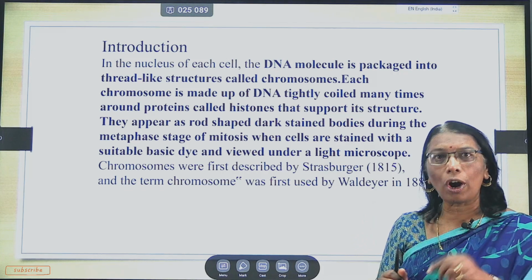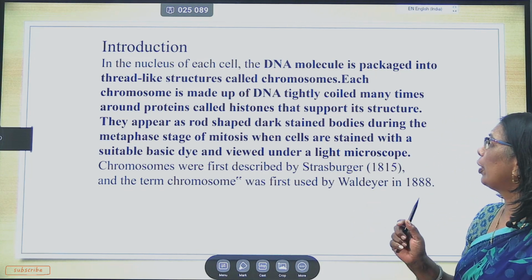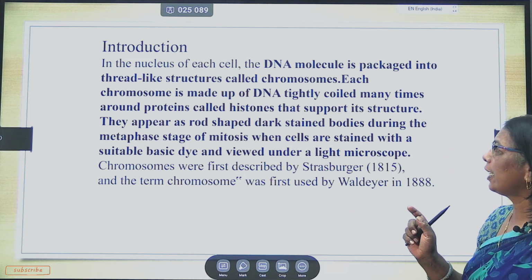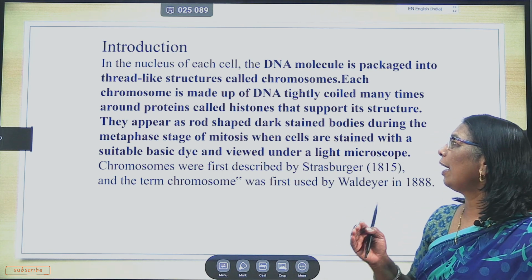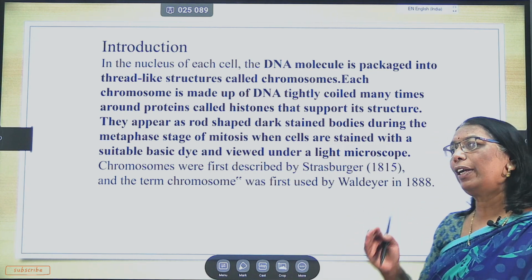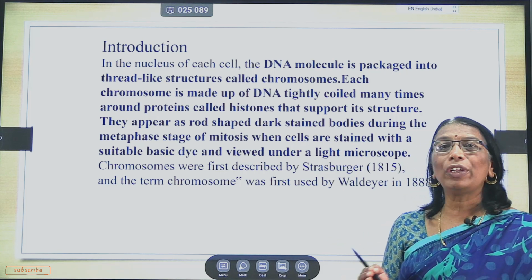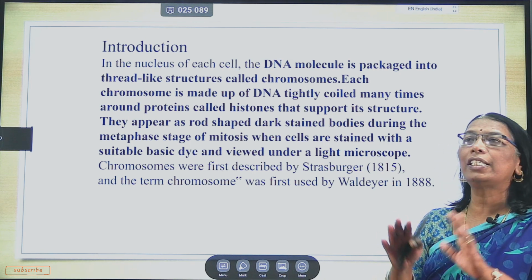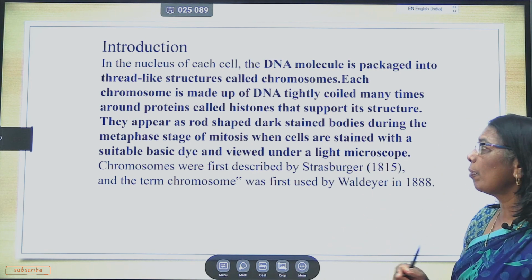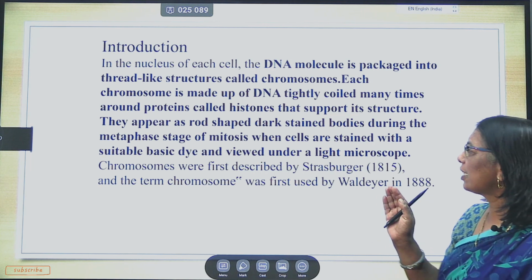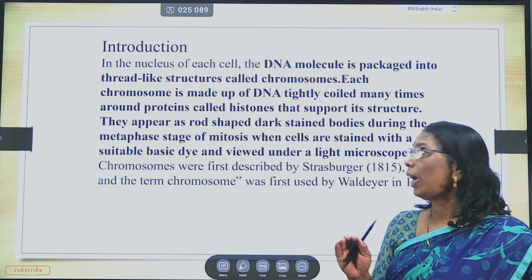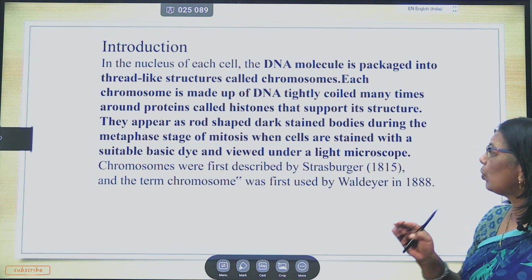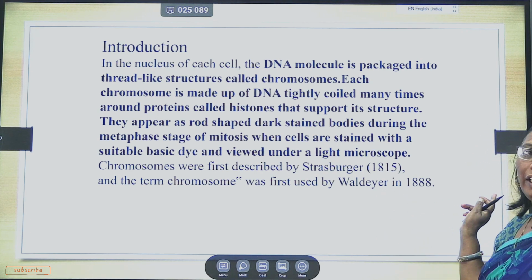They appear as rod-shaped, dark-stained bodies during the metaphase stage of mitosis. When these cells are stained with a suitable basic dye and viewed under a light microscope, we observe thread-like structures inside the nucleus; these are nothing but chromosomes. Chromosomes were first described by the scientist Strasburger in 1815, and the term chromosome was first used by the scientist Waldeyer in 1888.